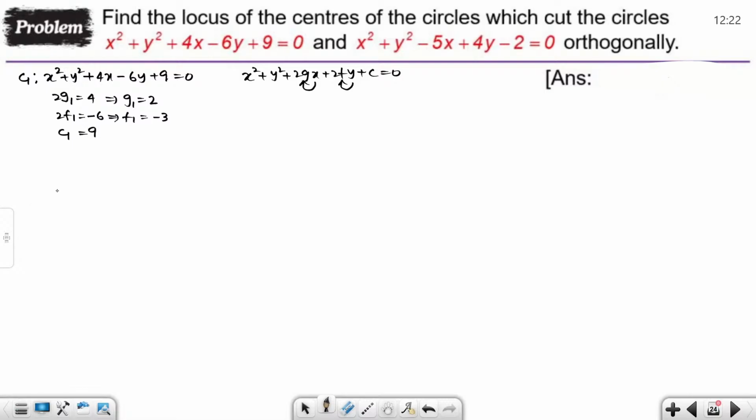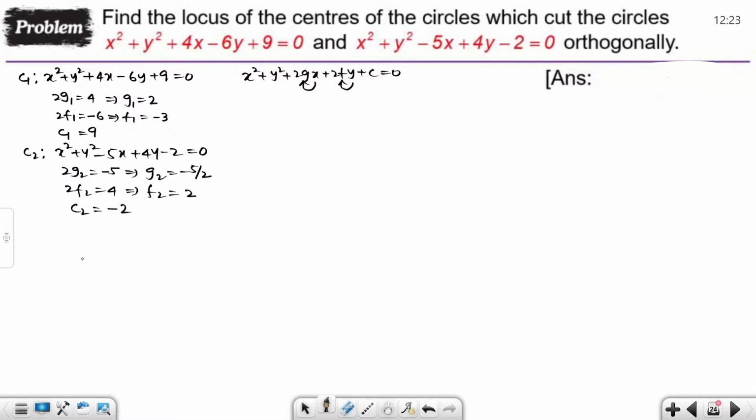This is for the first circle. What about the second circle? The second circle is given. So in this case, 2g2 will be minus 5. From here we can write g2 is minus 5 over 2, and 2f2 is 4 implies f2 is 2. And your c2, the constant, is minus 2 here. Is it clear? So these are the two basic things I have done for these two given circles.